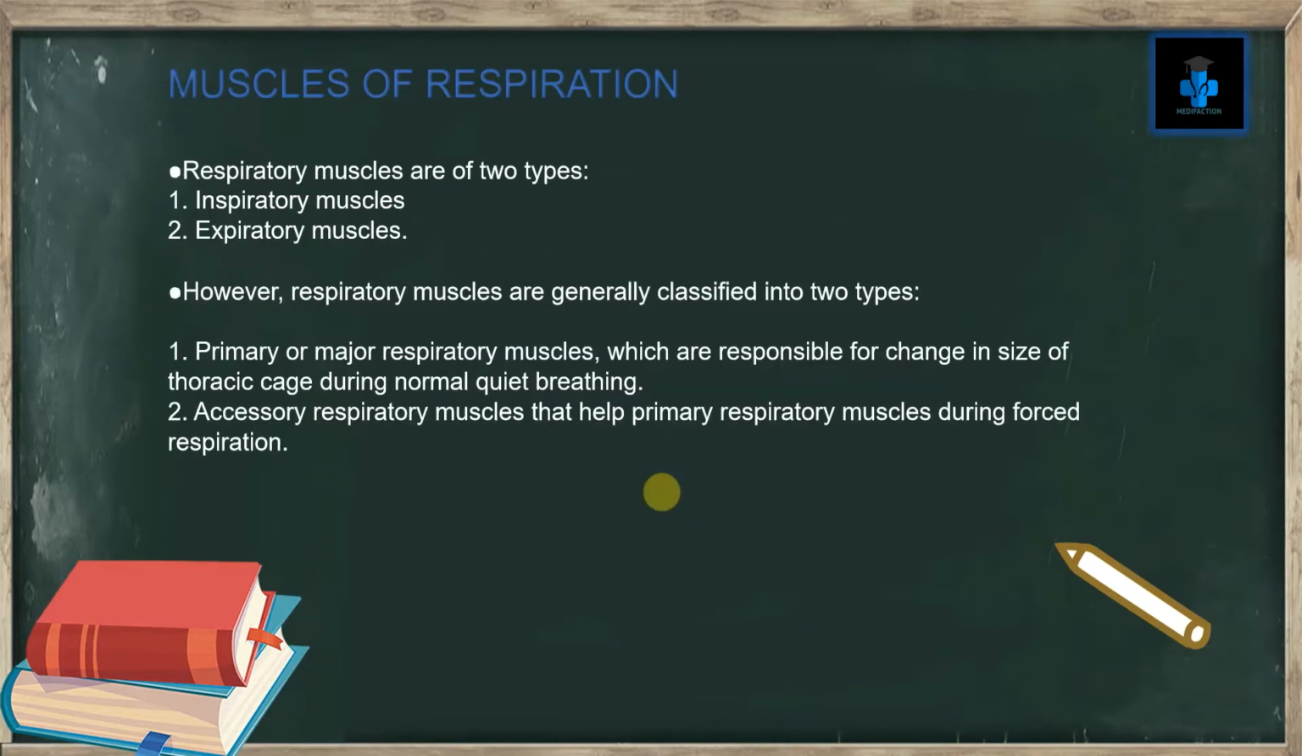Muscles of respiration. Respiratory muscles are of two types. Number one is the inspiratory muscles. Number two is the expiratory muscles. However, respiratory muscles are generally classified into two types. Number one is the primary or major respiratory muscles, which are responsible for the change in size of thoracic cage during normal quiet breathing. Number two is the accessory respiratory muscles that help primary respiratory muscles during forced respiration.